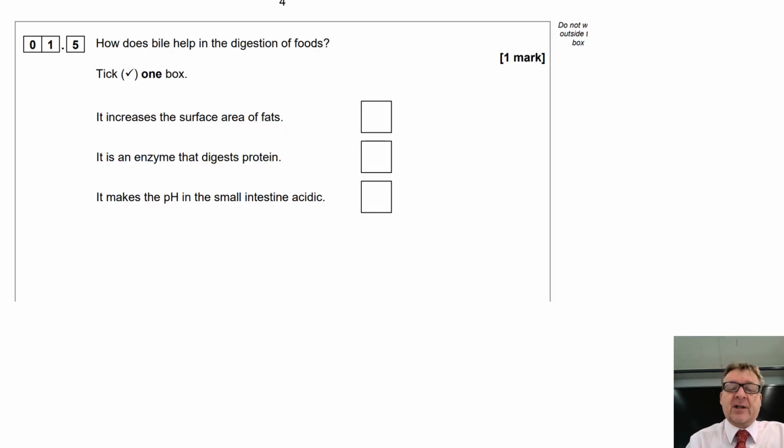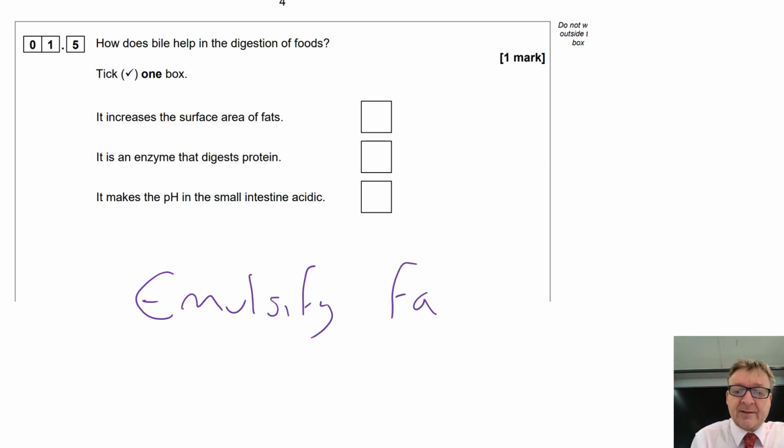How does bile help digest foods? Now, I always teach it as emulsifies fats. It's a bit like when you have a bacon butty at night, or something that's very oily, and it goes straight in the sink, and you've got oil globules all over the top of the water. Chuck in some fairy liquid, and what the fairy liquid does is it breaks it up, it emulsifies it.